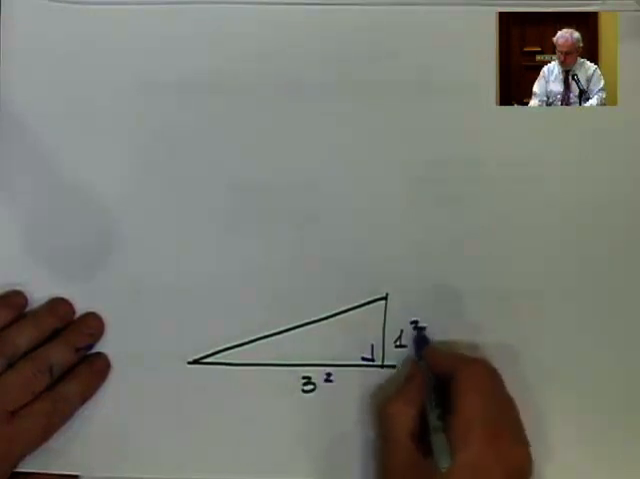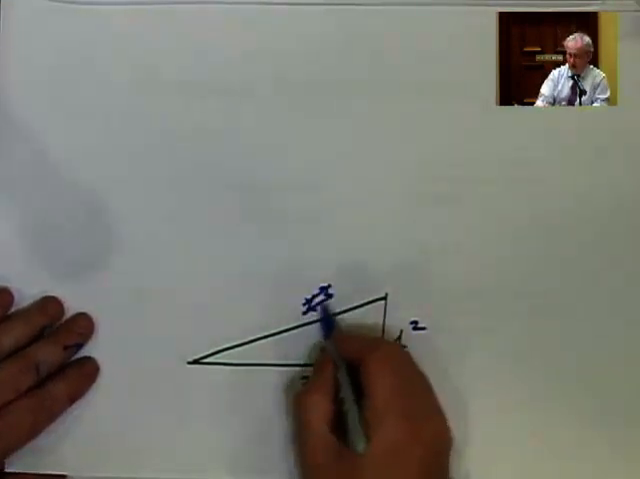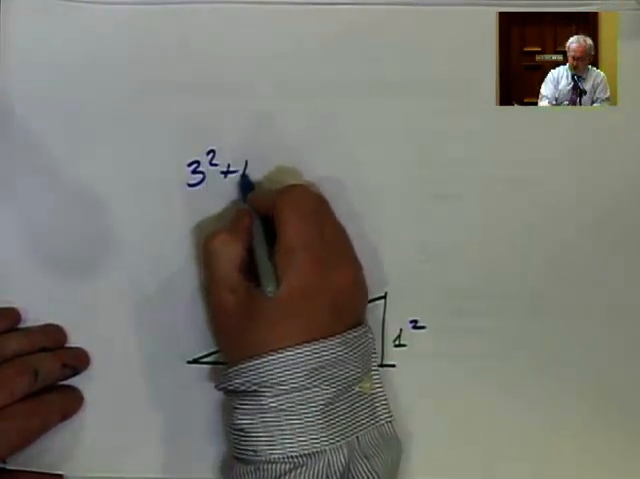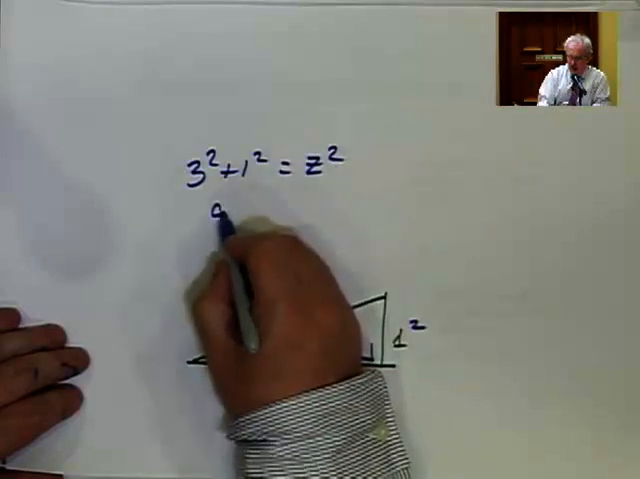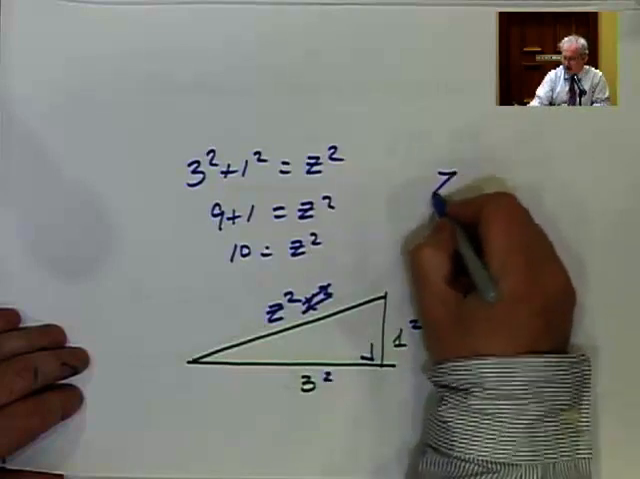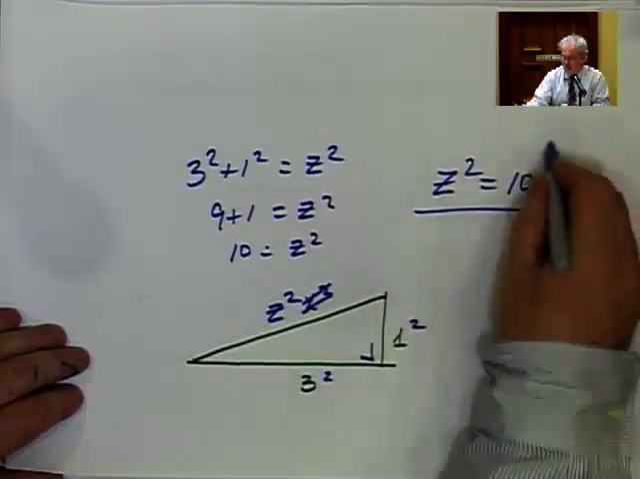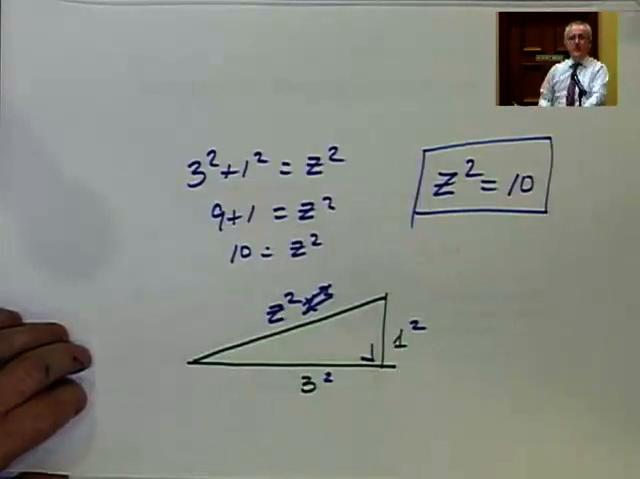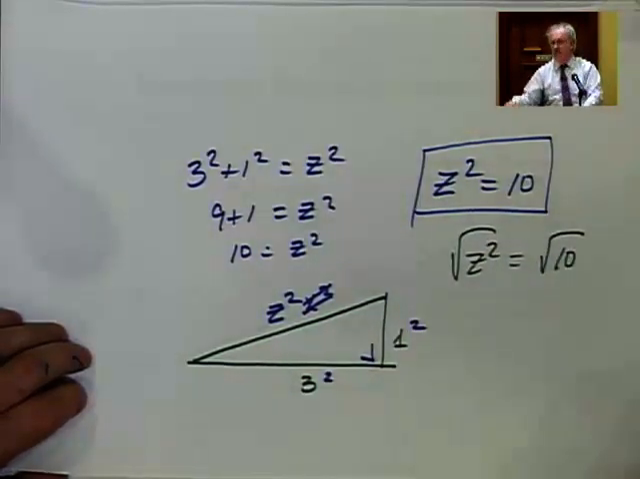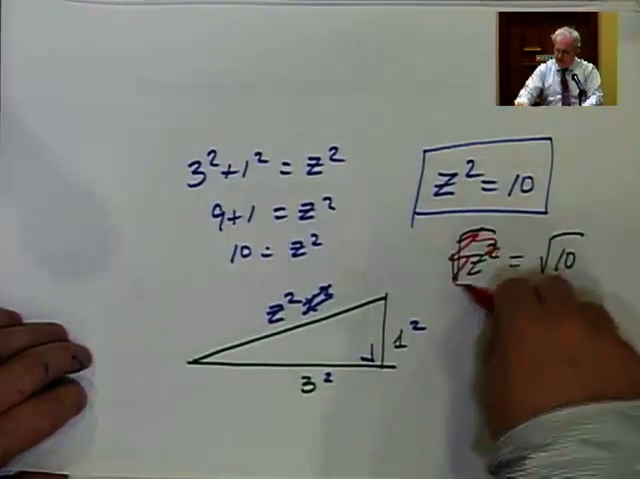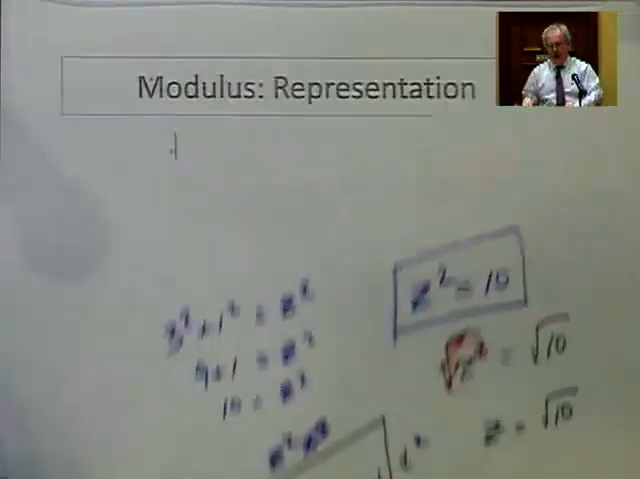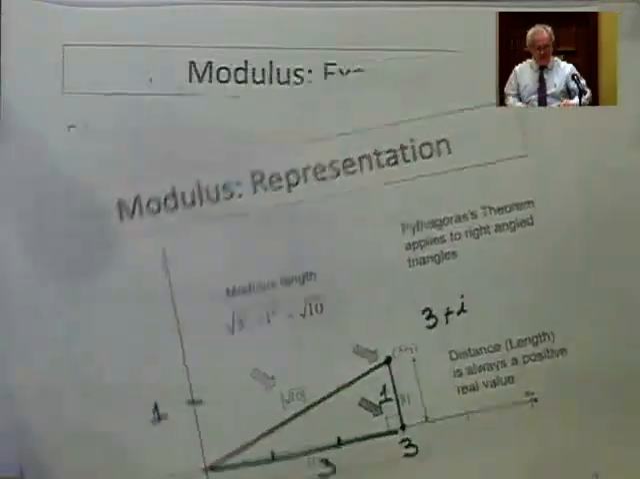So 3 squared plus 1 squared is x squared. Or maybe we'll call it z squared because we're in complex numbers. 3 squared plus 1 squared is z squared. 9 plus 1 is z squared. 10 is z squared. How do I get rid of a square? The square root of z squared is the square root of 10. The square and the square root disappear, and I get z equals the square root of 10. And that's the definition of the modulus.